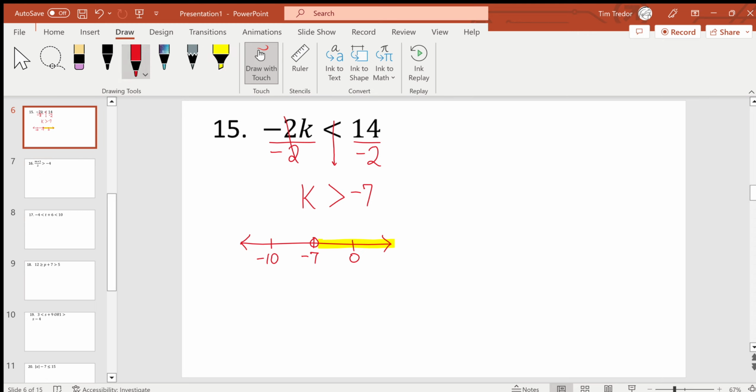For interval notation, if we look at our number line from left to right, I'm going to start at negative 7, and my solutions go on forever. We're going to have a parenthesis next to the negative 7 because it doesn't include it, and a parenthesis next to the infinity because we can't include infinity.